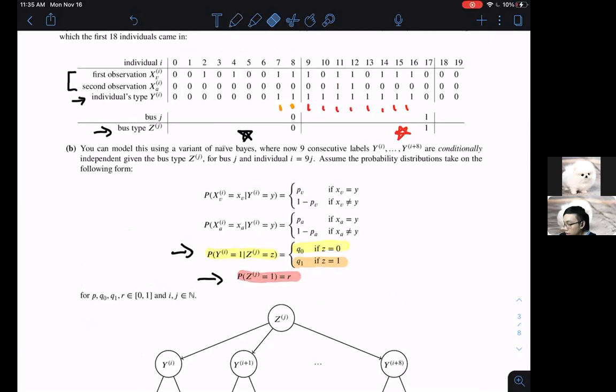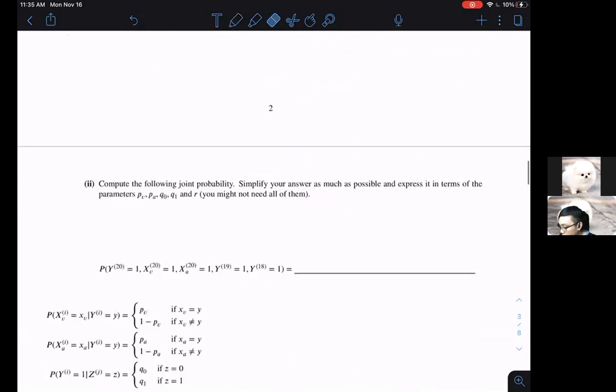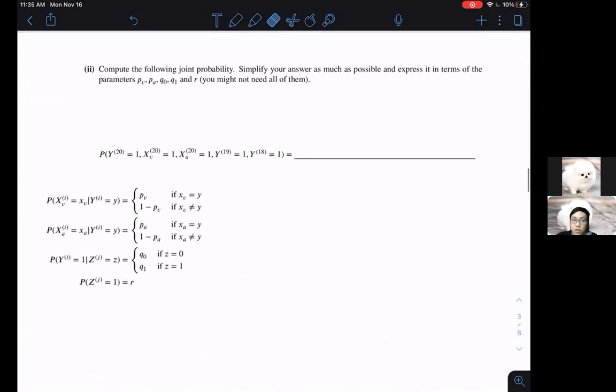All right, so let's move on to the next part. In the next part, we are asked to compute the following joint probability, and we want to simplify our answer as much as possible and express it in the previous parameters. Right here, for convenience, I've copied down the values within the probability distribution. And now we're just asked to calculate this joint probability.